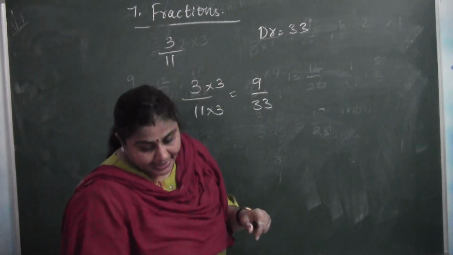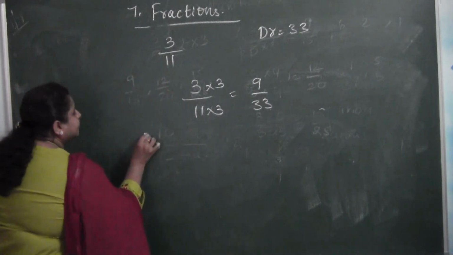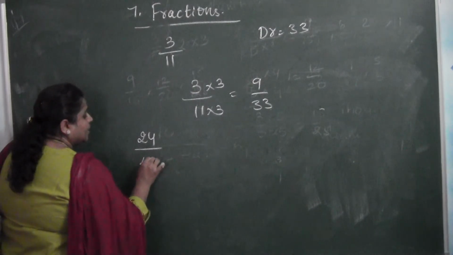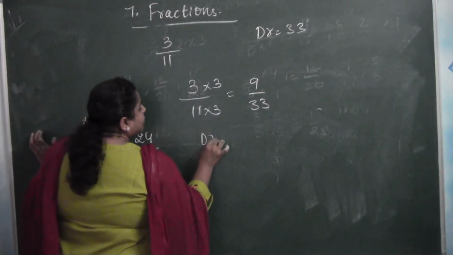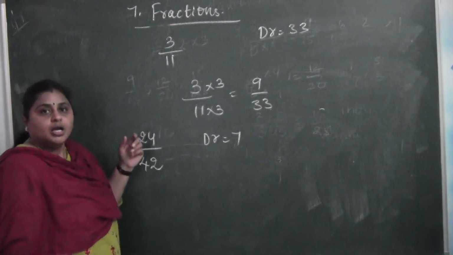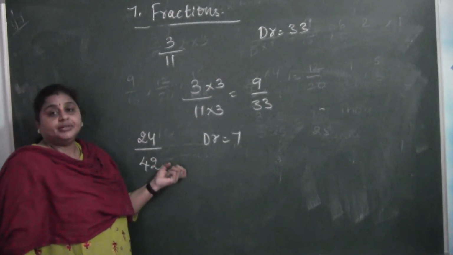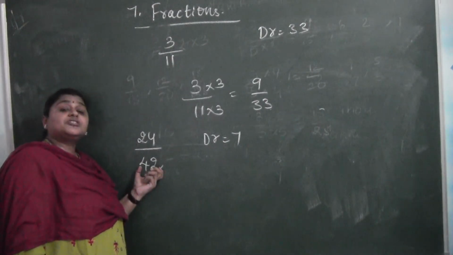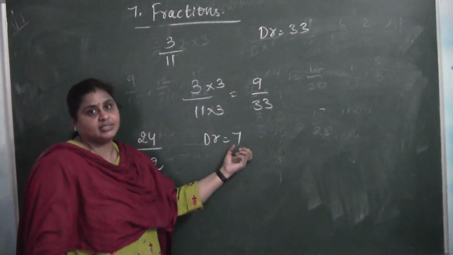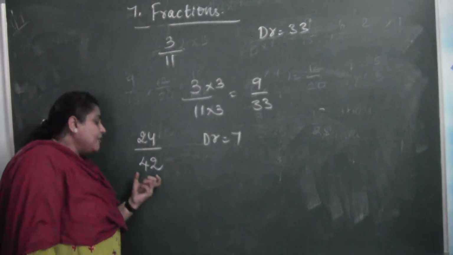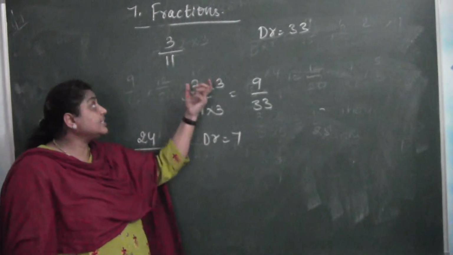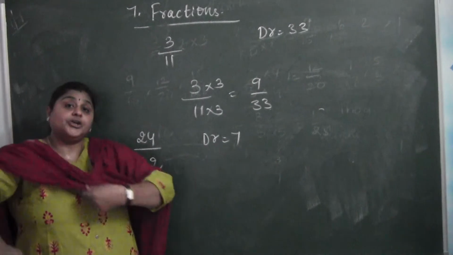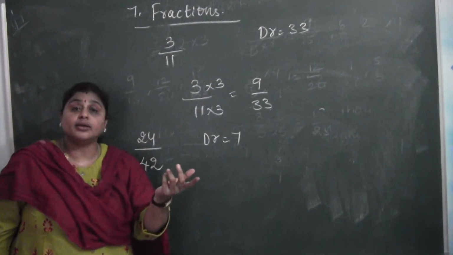I have to write an equivalent fraction of 24 by 42 whose denominator should be 7. It means I have to convert this 42 to the denominator 7. Listen, children, just see, 42 is greater than 7, but previously 11 is less than 33. So just compare it. If it is less, you are multiplying. If it is more, you are dividing.